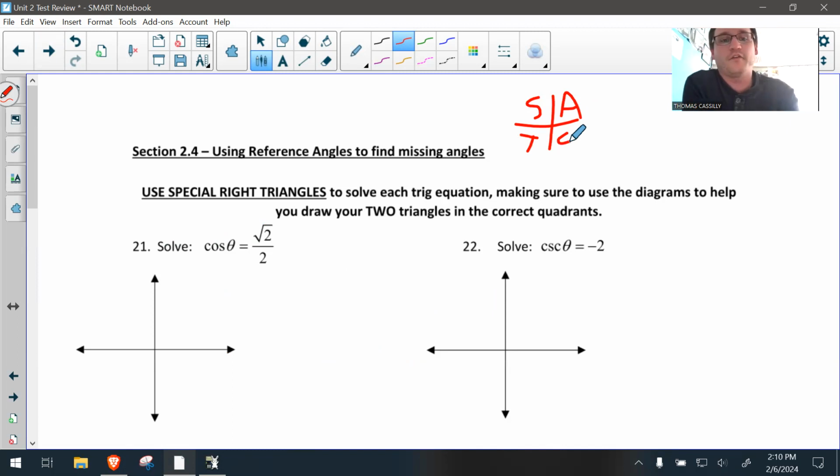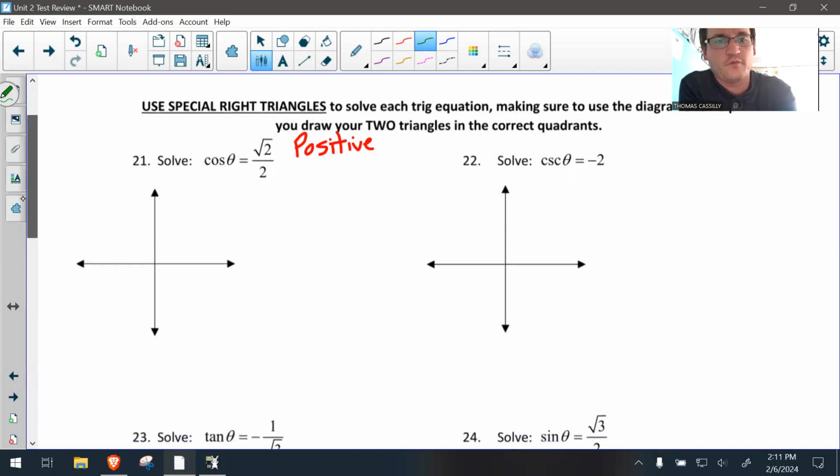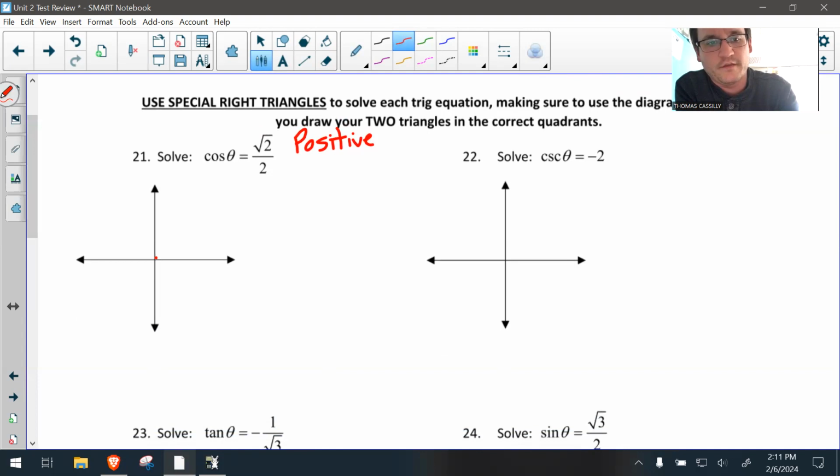All right. So first things first, this square root of 2 over 2, this is a positive fraction. All right. So what that means is this cosine of theta needs to be positive. Where is cosine positive? Well, if you look at our key up here, cosine is positive in the first quadrant and the fourth quadrant. So we need to make 2 triangles here. So the first one is going to look like this.